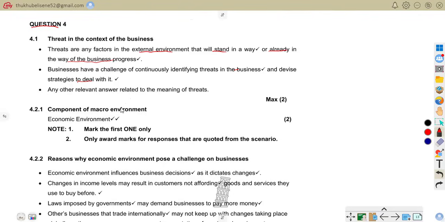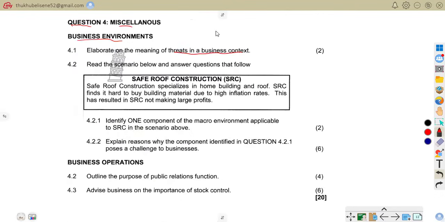So now let us go to 4.2.1. Read the scenario below and answer the questions that follow. Safe Roof Construction specializes in home building and roofing. Safe Roof Construction finds it hard to buy building materials due to high inflation rates. This has resulted in Safe Roof Construction not making large profits. 4.2.1, identify one component of the microenvironment applicable to Safe Roof Construction in this scenario.